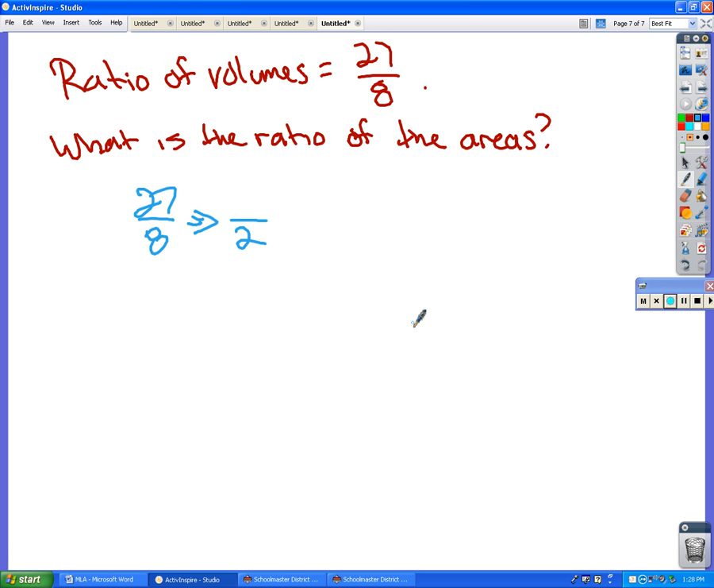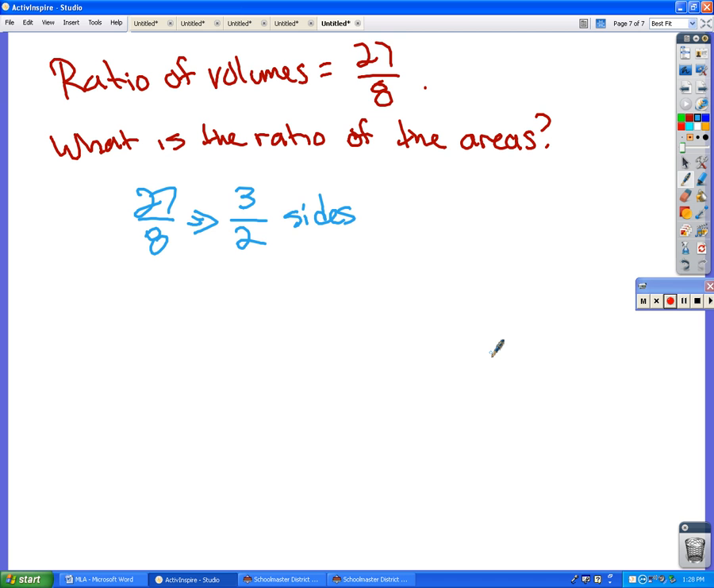3 times 3 times 3 is what? 27. So that means the cube root of 27 is 3. And then 4 times 4 times 4 is 64. So the cube root of 64 is 4. And 5 times 5 times 5 is 125. You know what I'm saying? So you can just kind of work your way backwards a little bit. Okay, so if I take the cube root of the two volumes, what does this ratio give me? The ratio of the what? Yeah, the ratio of the sides.